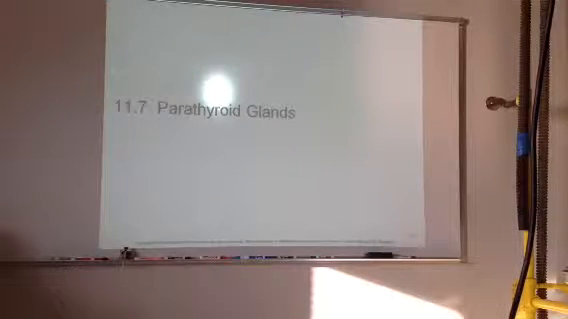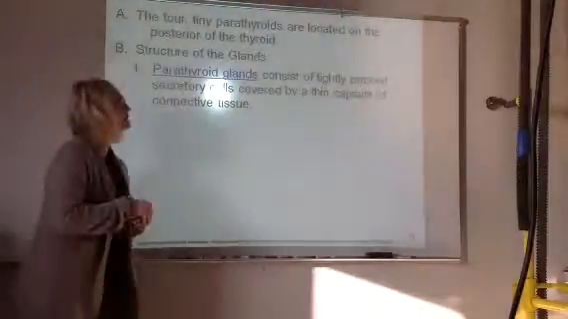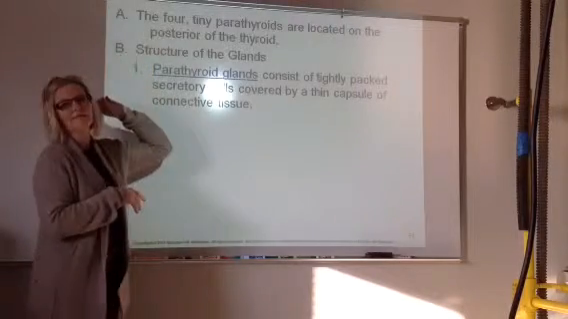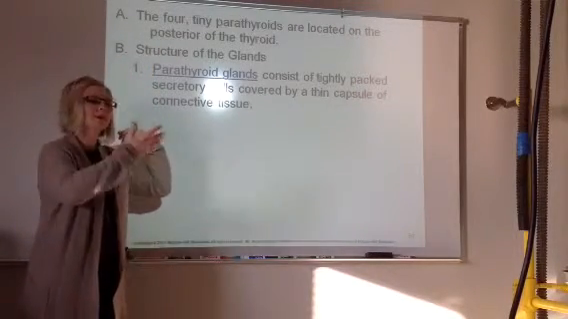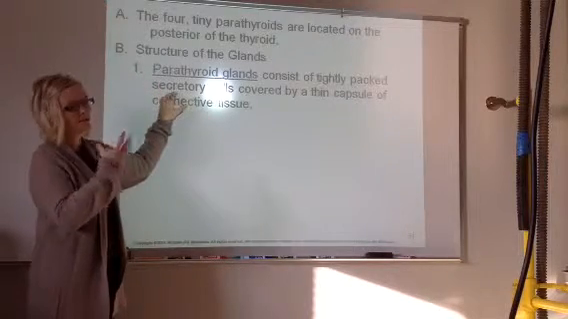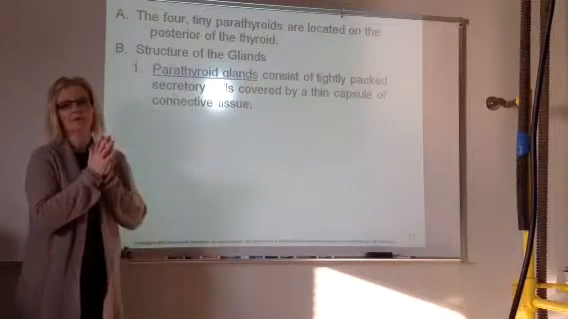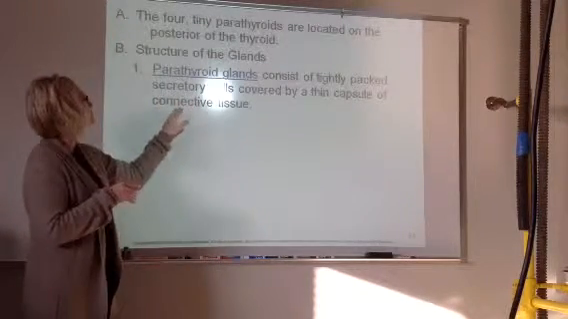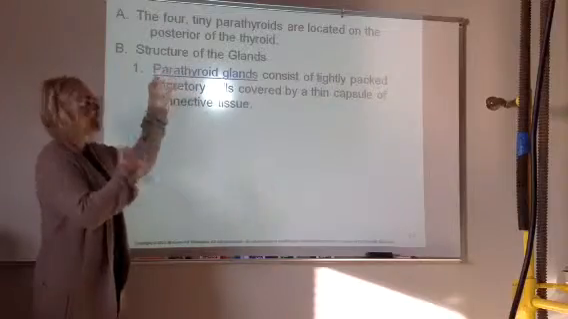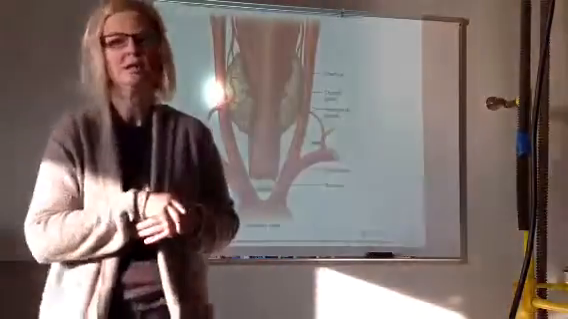Okay, parathyroid glands. We'll do this and adrenal glands together. I think I can get them on one part. There are 4 tiny parathyroids located on the back of the thyroid. That's why they're called parathyroid. They're tightly packed secretory cells, again secreting something, covered by a very thin capsule of connective tissue. So parathyroid on the thyroid, they're on the back, there are 4, and they're small.